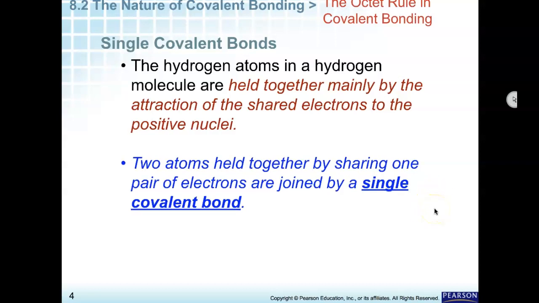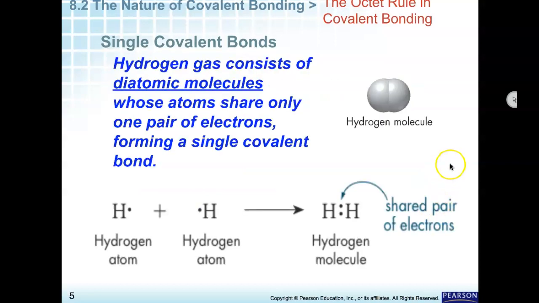Remember, the nucleus is positive, electrons are negative. There you go, they are attracted. Hydrogen gas consists of diatomic molecules. The word diatomic means two atoms. Di means two. So in nature, they actually are shown as being diatomic. You don't usually find atomic hydrogen.